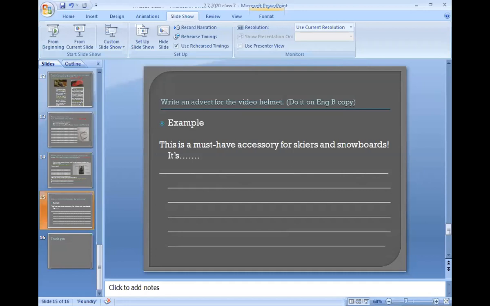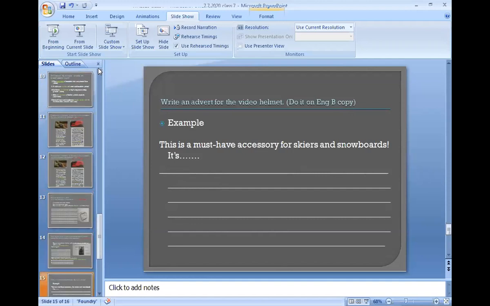Whatever work we have done today, you are going to write in your English B copy, as clearly mentioned. For example, you can start like this: This is a must-have accessory for skiers and snowboarders. That is how you are going to continue. So my dear students, I hope it's clear to you. You have many days to cover this work, so please write all this work in your English B copies and try to write it on your own. See you next week with the same spirit, and I hope you will complete the work. I'll check your work next week.